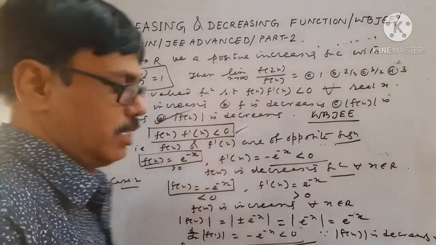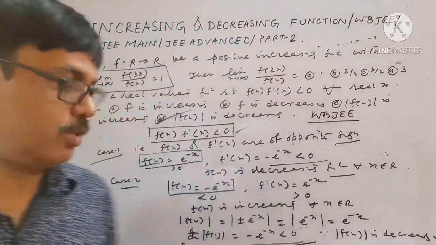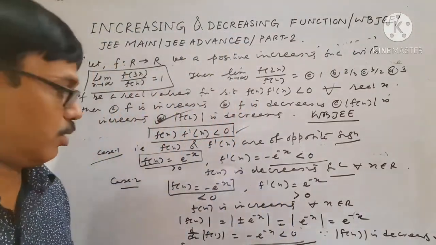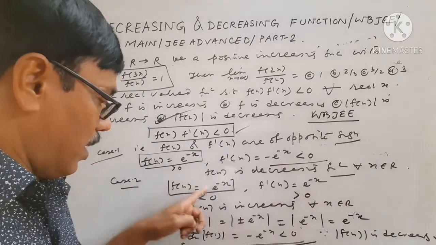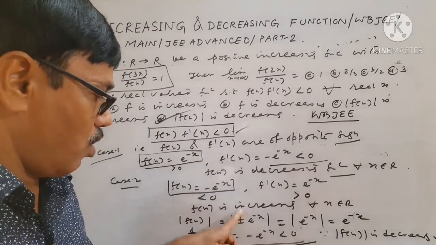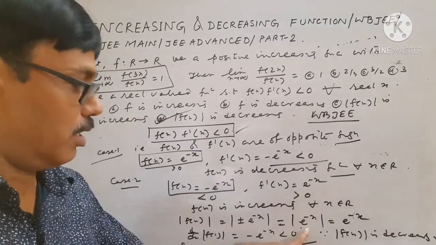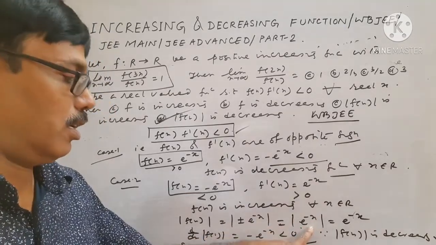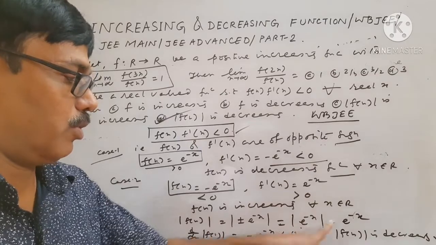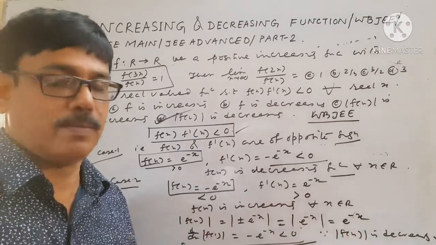Mod fx is decreasing. So, look at the steps. This one. Mod fx equals to this. So, mod of plus minus is plus e to the power minus x. This is positive. So, e to the power minus x.